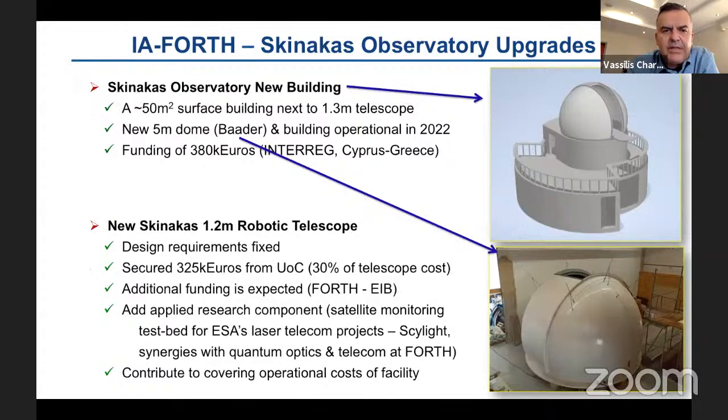We are building a new building. You will see it later on. We got a new 5 meter dome. That was from an Interreg program between Cyprus and Greece. And that building, we hope, will eventually house a 1.2 meter robotic telescope. We have secured some funding. We expect additional. And that telescope will also add an applied research component to the work that we've been doing so far, which was originally education of the students of the University of Crete and research. And it will be used for satellite monitoring.